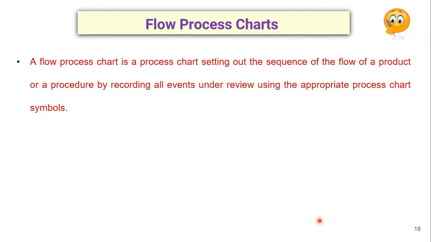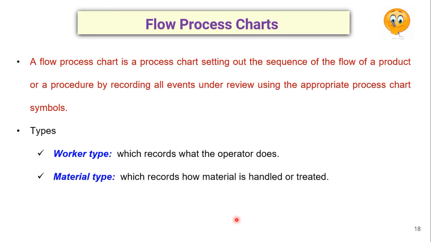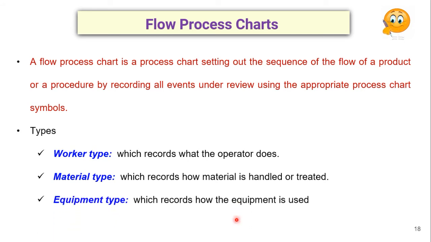Now, the flow process chart. A flow process chart is a process chart setting out the sequence of the flow of a product or a procedure by recording all the events under review using the appropriate process chart symbols. Types: worker type or man type, which records what the operator does. Material type, which records how material is handled or treated. Equipment type, which records how the equipment is used.